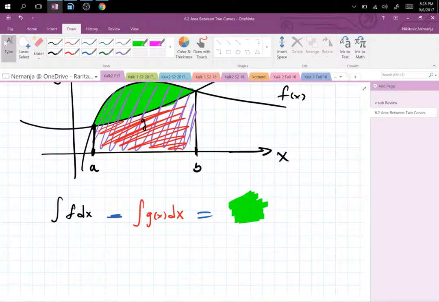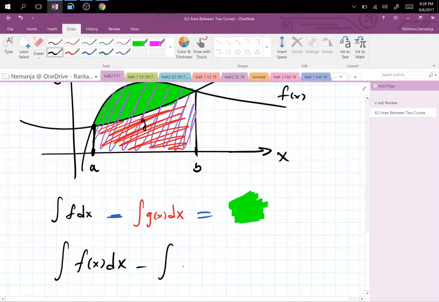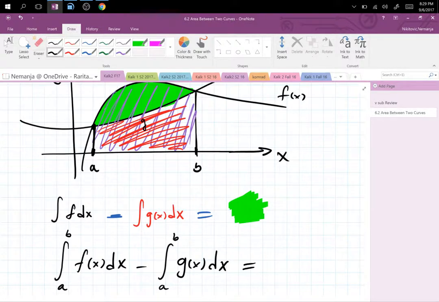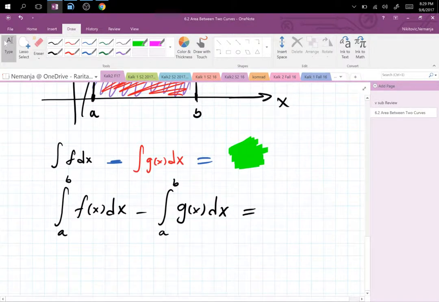So now, starting from this idea that integral of f of x dx minus integral of g of x dx will give us what we need, we use the theorem from Calc 1 where we can combine these. Well, all of these integrals are a to b, right? Because they are definite, right? We're computing areas, and both of them are computed between a and b. The theorem in Calculus 1 says that you can combine this into a single integral, which gives us the formula.